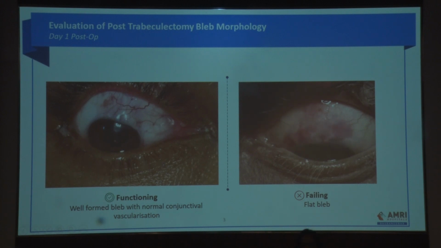And on the right side, the Bleb was flat, and after digital massage also it was not forming well. Early intervention was done for this Bleb, but at the end of 6 months this Bleb failed.